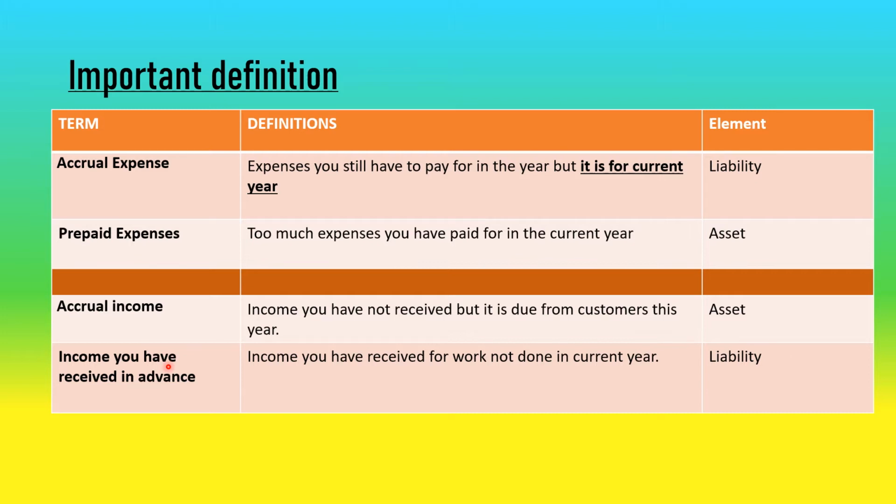A good example of income received in advance would be a bakery. You would always have to pay a deposit for your cake to be done before you actually receive your cake. That is known as income received in advance, and that is a liability.